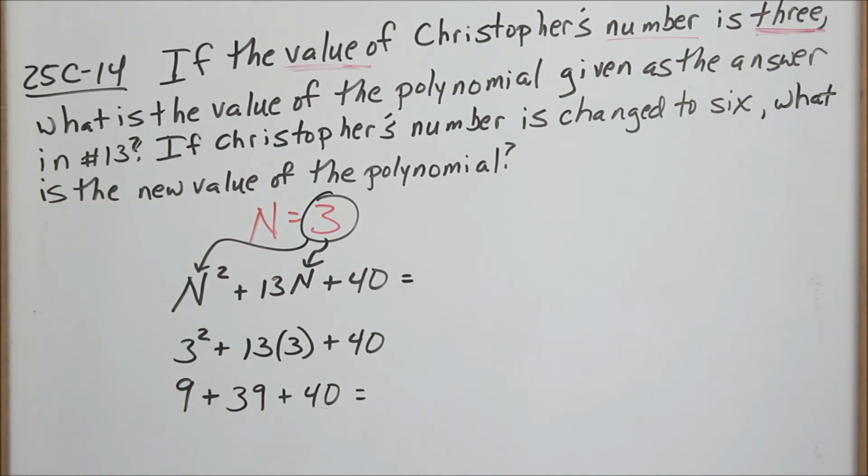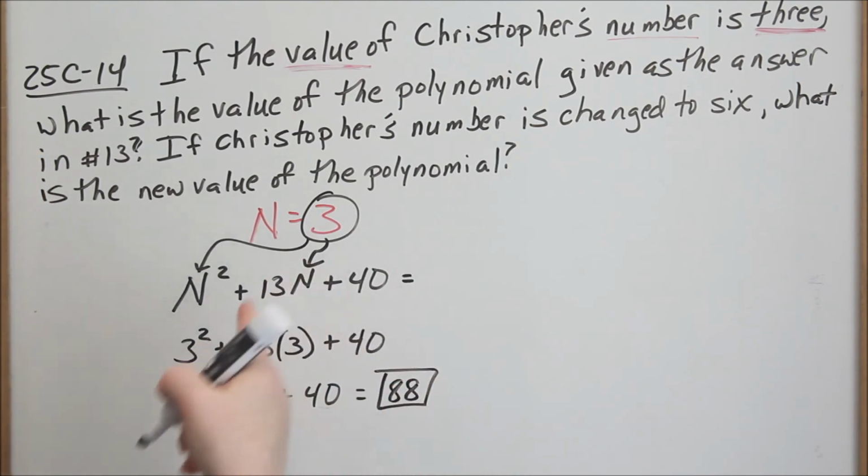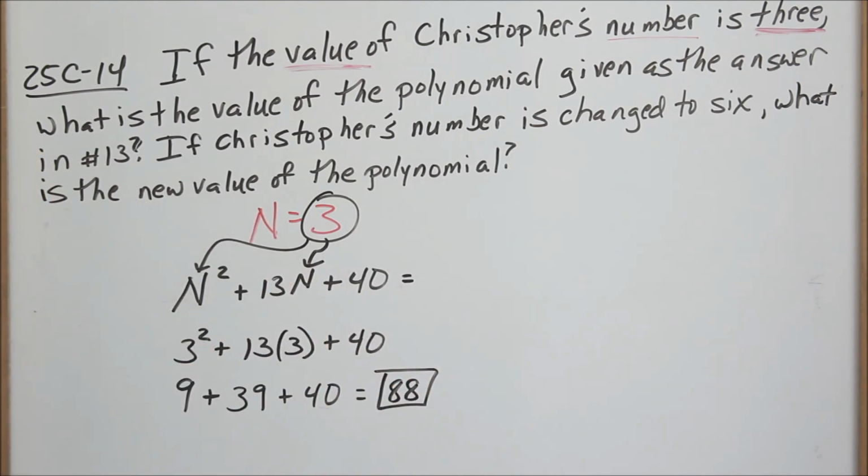So when we add all that together, I'm using my calculator just to make sure I don't get anything wrong, that would be 88. So if the value of his number is 3, then that whole polynomial would come out to 88. Okay, the second question says, if Christopher's number is changed to 6.